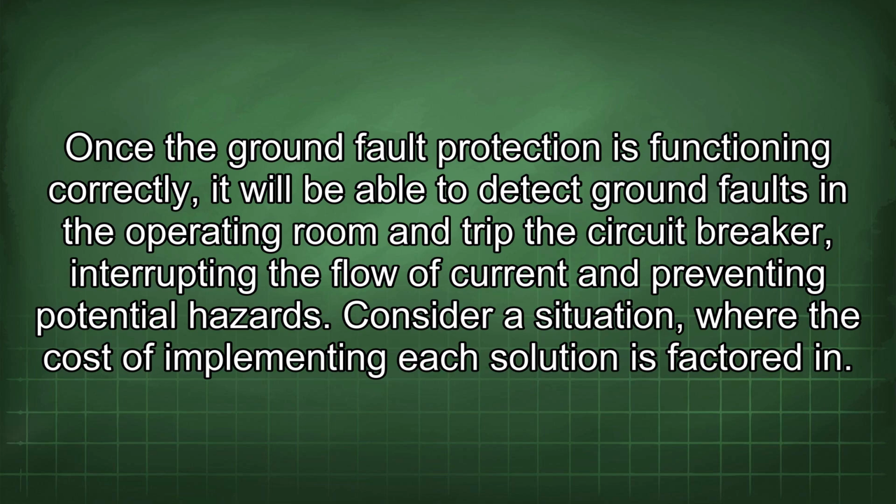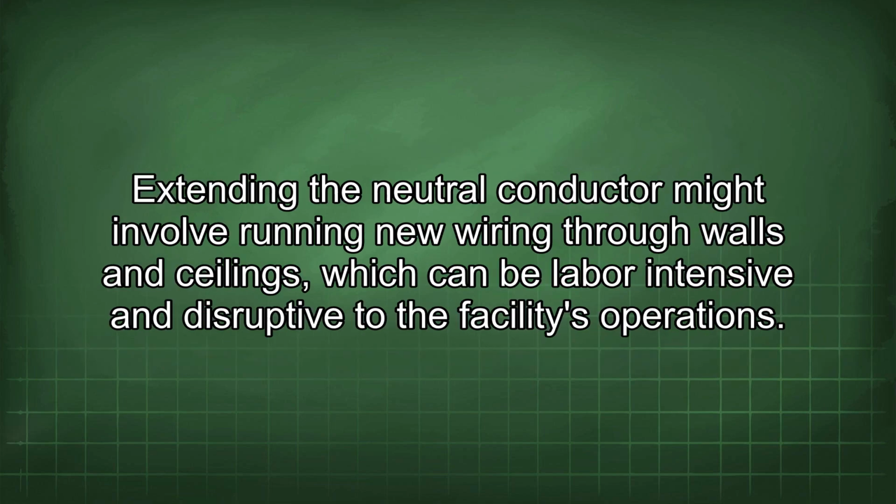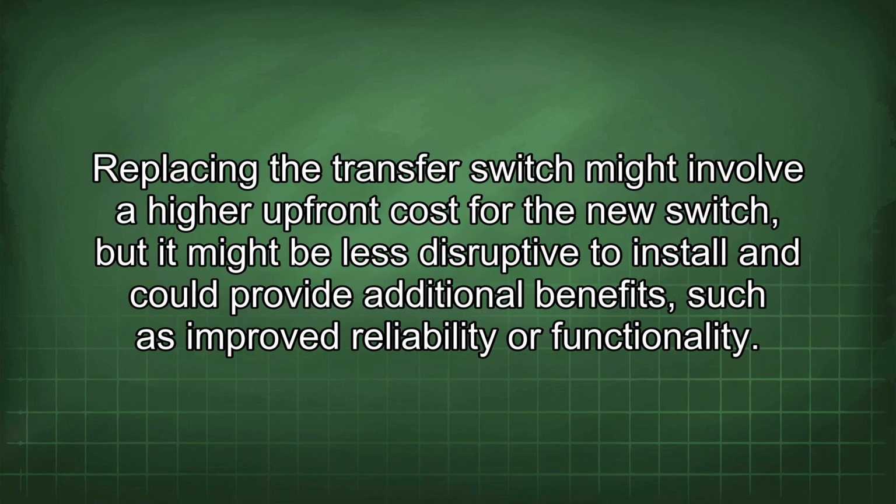Consider a situation where the cost of implementing each solution is factored in. Extending the neutral conductor might involve running new wiring through walls and ceilings, which can be labor-intensive and disruptive to the facility's operations. Replacing the transfer switch might involve a higher upfront cost for the new switch, but it might be less disruptive to install and could provide additional benefits such as improved reliability or functionality.